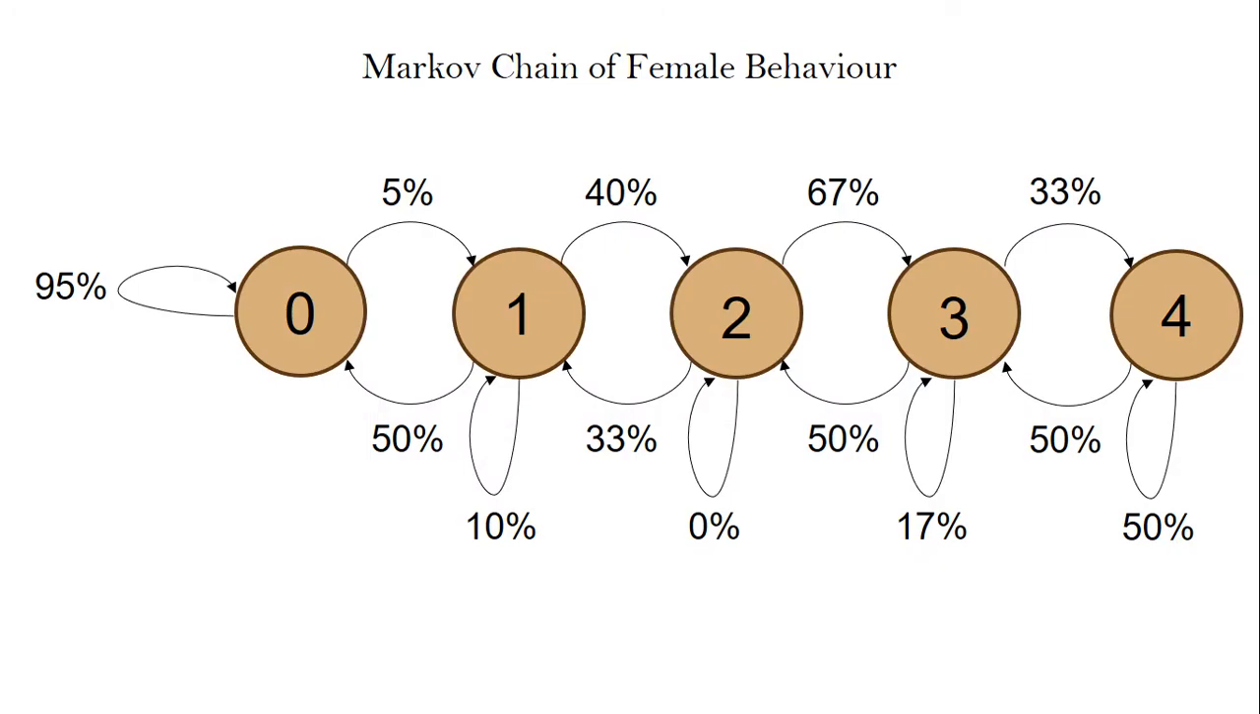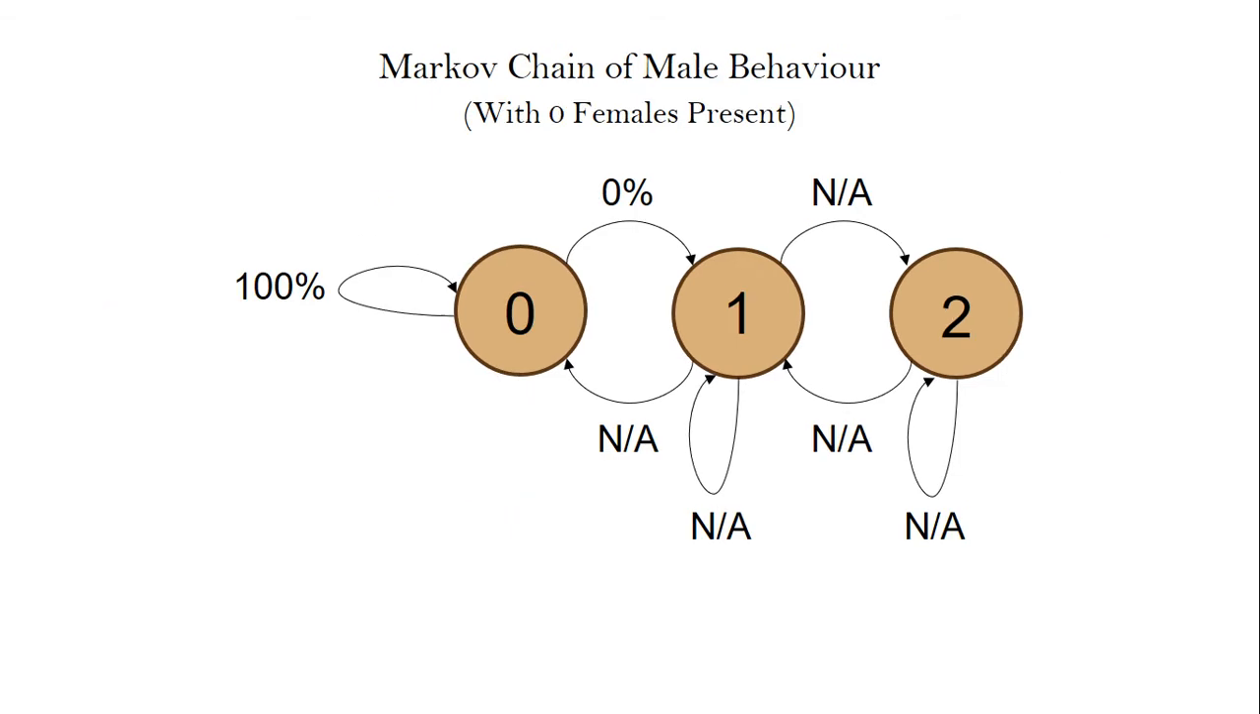This Markov chain models female deer behavior, where each state represents the number of female deer in the area. In state 0, it can be seen that if there are 0 female deer in the area, the probability of there being one female deer in the area is very low. However, if there is at least one female deer in the area, the probability of seeing more greatly increases.